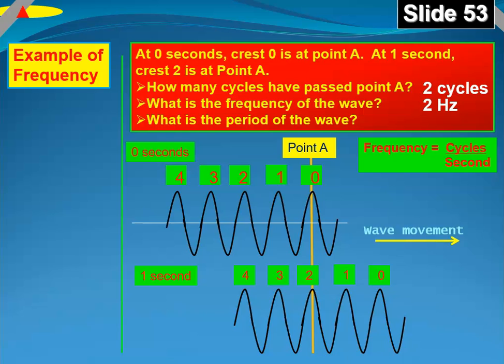So period is how long it takes 1 cycle to pass a point. So there's the formula. I should have put that up first. Period is 1 over frequency, and there it is, 1/2 second.